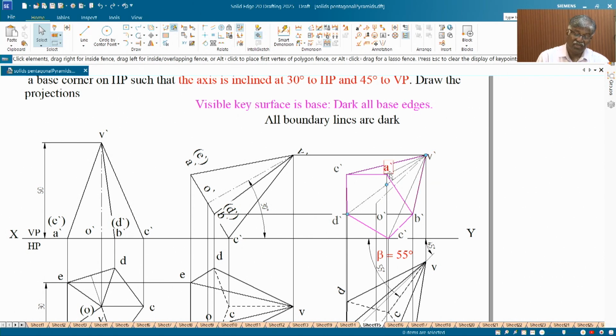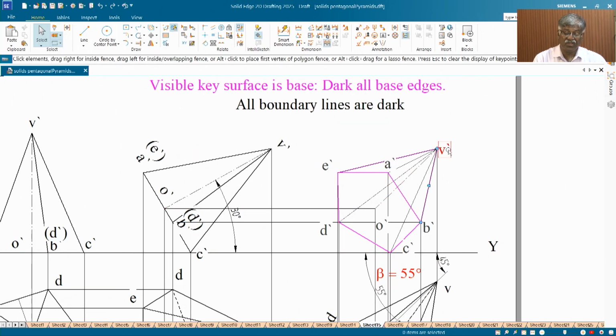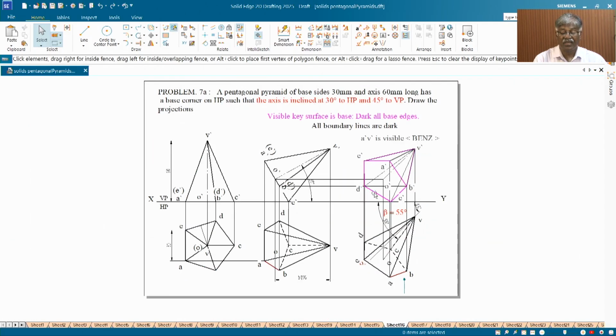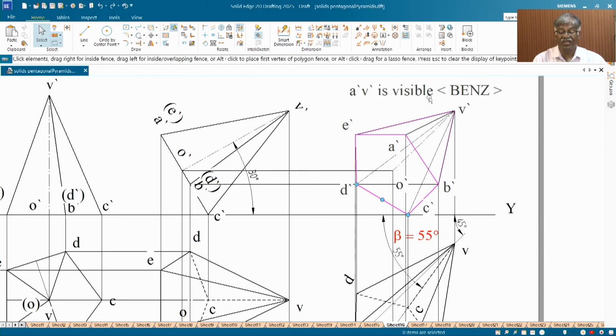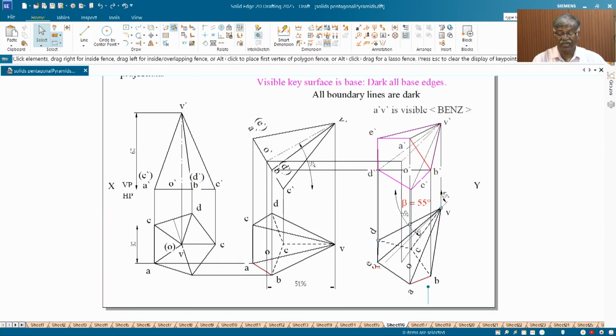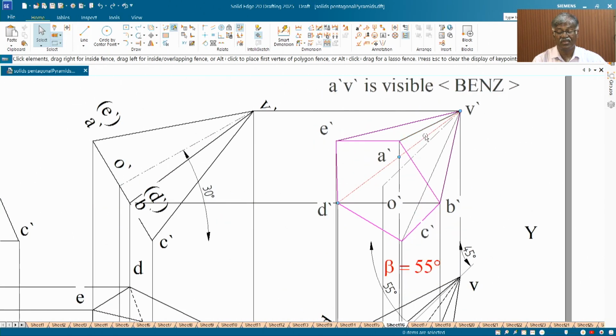Next comes the procedure: either visible surface, invisible line or bends. Here I have utilized bends reference. A dash B dash is visible because of this. Or somebody may say, because AB is nearer to the observer, that is also visible. Somebody may say, why not VB, etc. So that confusion can be avoided by keeping this key surface reference, bends, visible bends. This line is visible, this line is also visible.